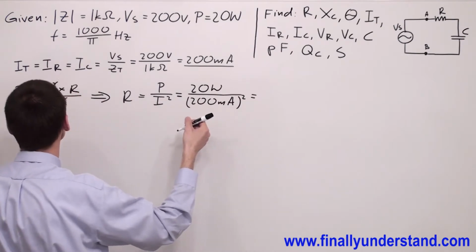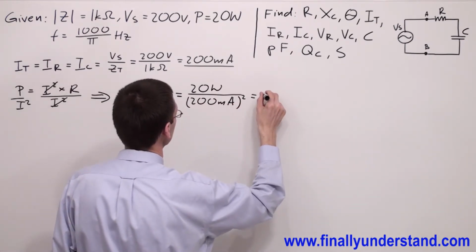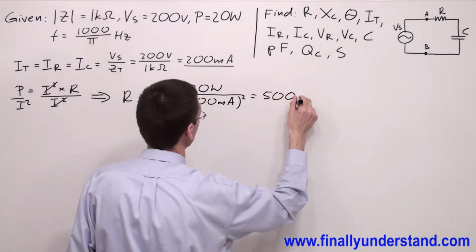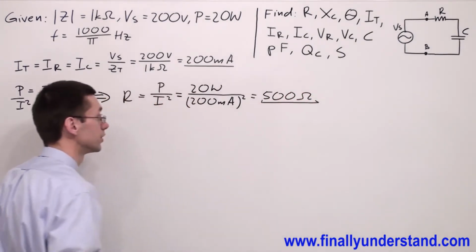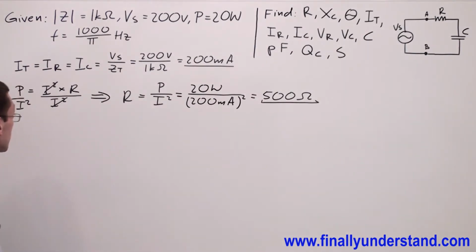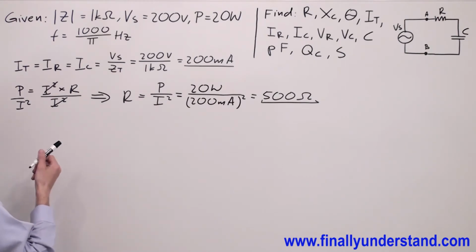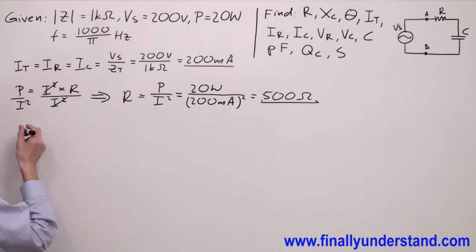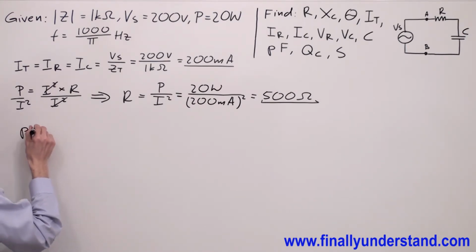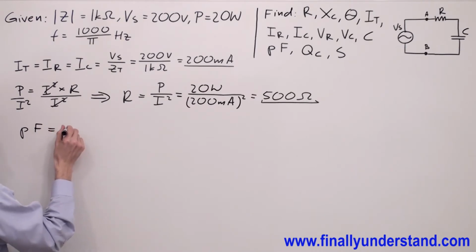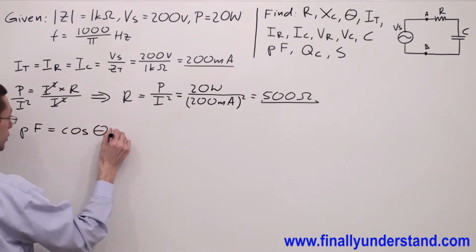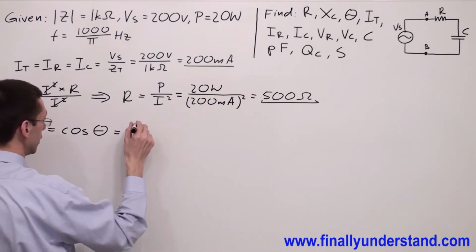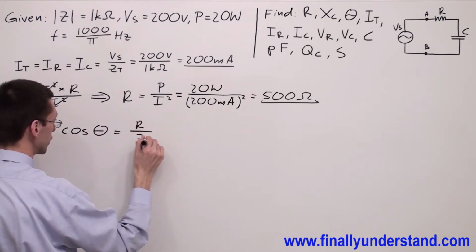Use the calculator. You're supposed to get the value of 500 ohms. This is my resistor. Next, we are going to find the angle, because we have to find the angle in order to have our answers correct. So you have to remember that the power factor formula says that power factor is equal to cosine theta, and this is also equal to resistance over the total impedance.